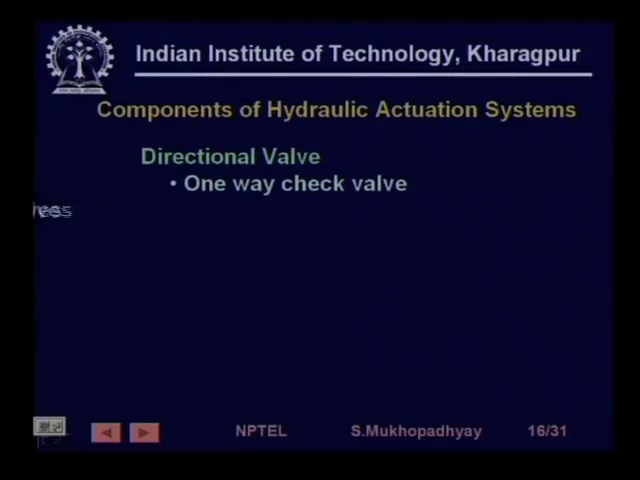Now, we want to create motion in various ways. Sometimes we want to create back and forth motion. So, if you want to create back and forth motion, then we have to continuously change the direction of flow automatically. For doing this, valves are required. So, we have various kinds of directional valves. We are going to look at these three. The first one is a one-way check valve, the second one is a two-way valve, and the third one is called a four-way valve.